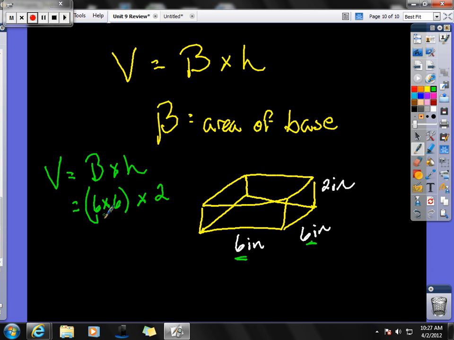And again, this is 6 inches, so I have 36 inches squared times 2 inches equals, and 36 times 2, 6 times 2 is 12. 2 times 3 is 6, plus 1 is 7, so 72 inches cubed. That's the key right here. It's got to be in cubic inches. And that is for volume for any three-dimensional object. Just calculate the area of the base, times it by your height.